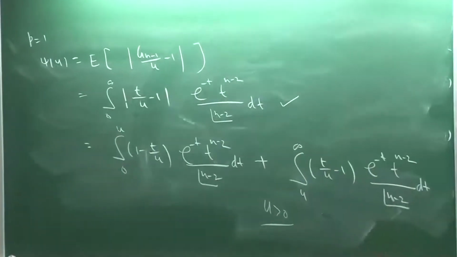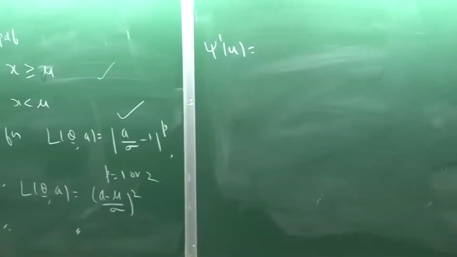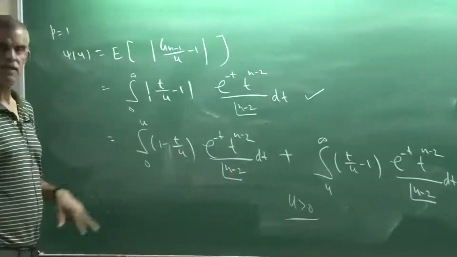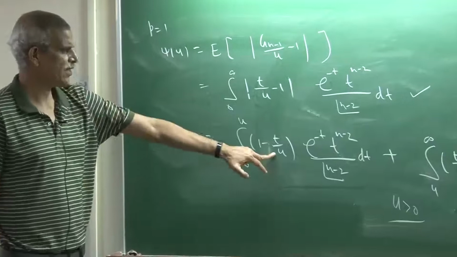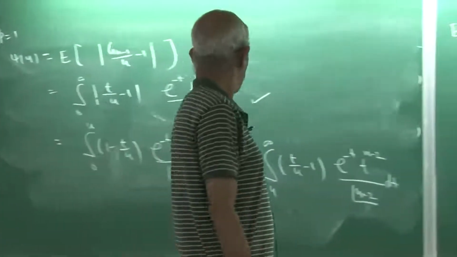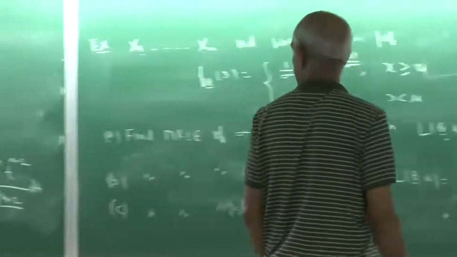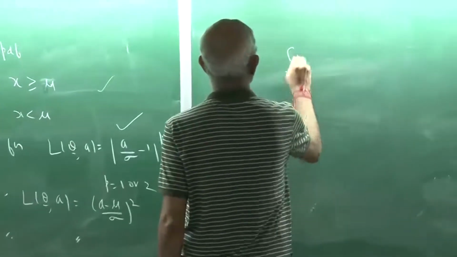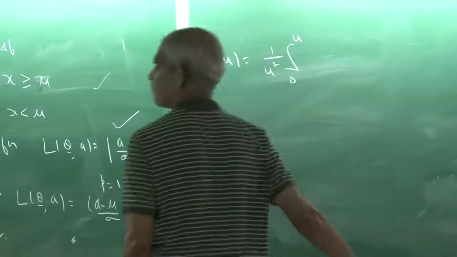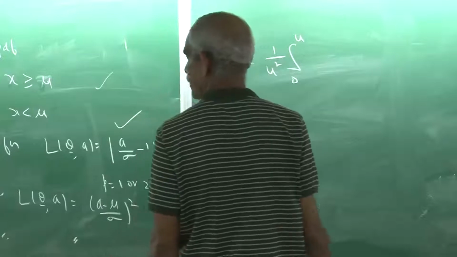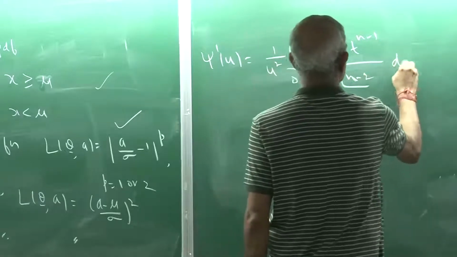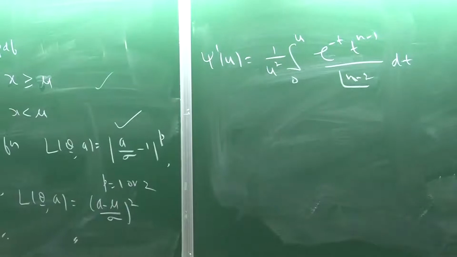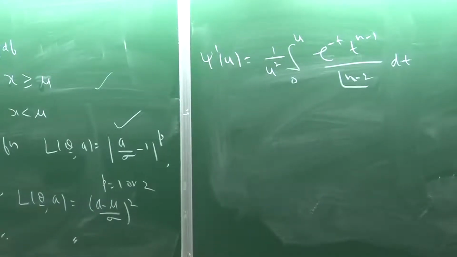So I try to see what the derivative is. First, you have to use the implicit function theorem. The u by u minus 1 part doesn't contribute anything, so the only thing which will contribute is from here. If I take the derivative, that becomes the integral from 0 to u of 1 by u square, minus t by u square times t, so that becomes e to the power minus t, t to the power n minus 1 over factorial n minus 2, dt. The first part, where this goes over here, is anyway taken care of.